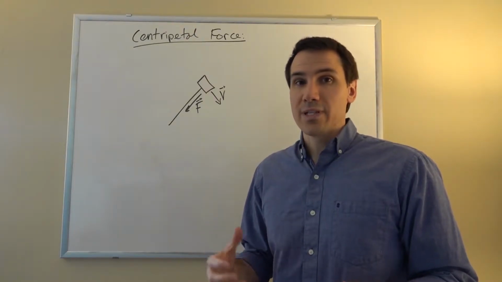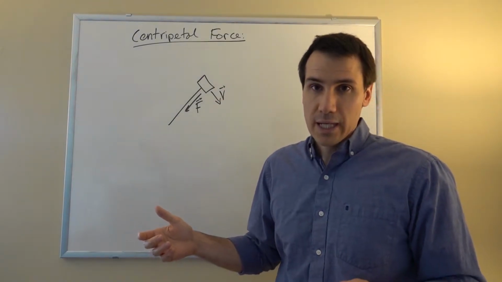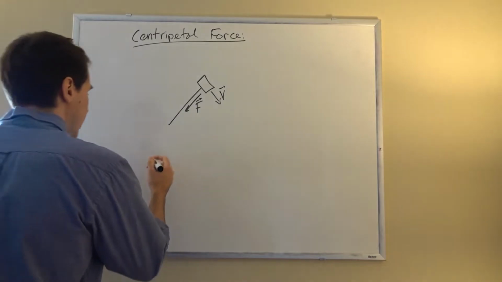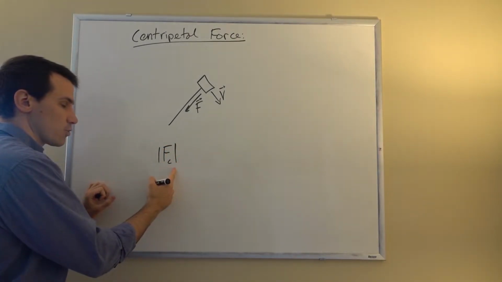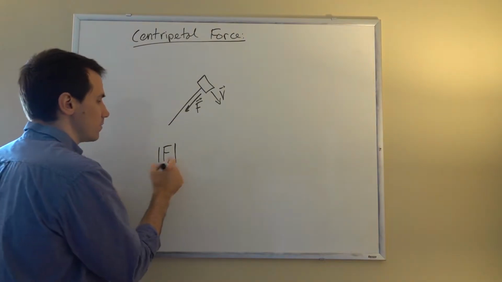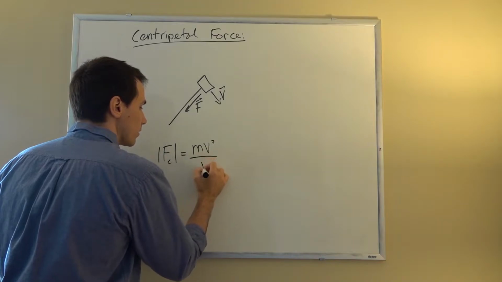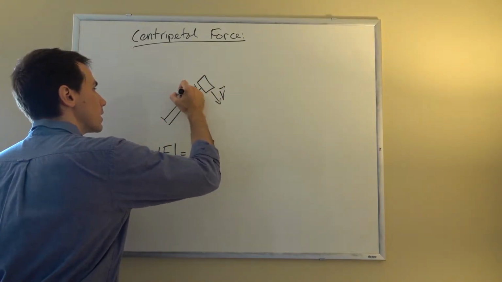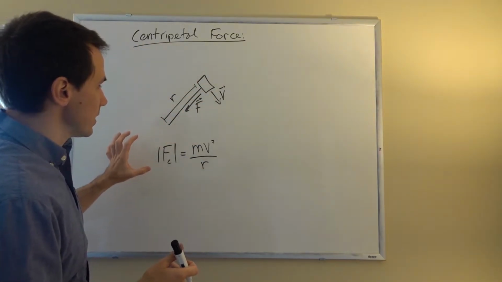Physicists call a force that generates circular motion a centripetal force. This force must be pointing inward, and it must always have a magnitude. The magnitude of the centripetal force, which I indicate with a sub c, is always equal to mv squared over r, where r is the radius of the circle that the object traces out.